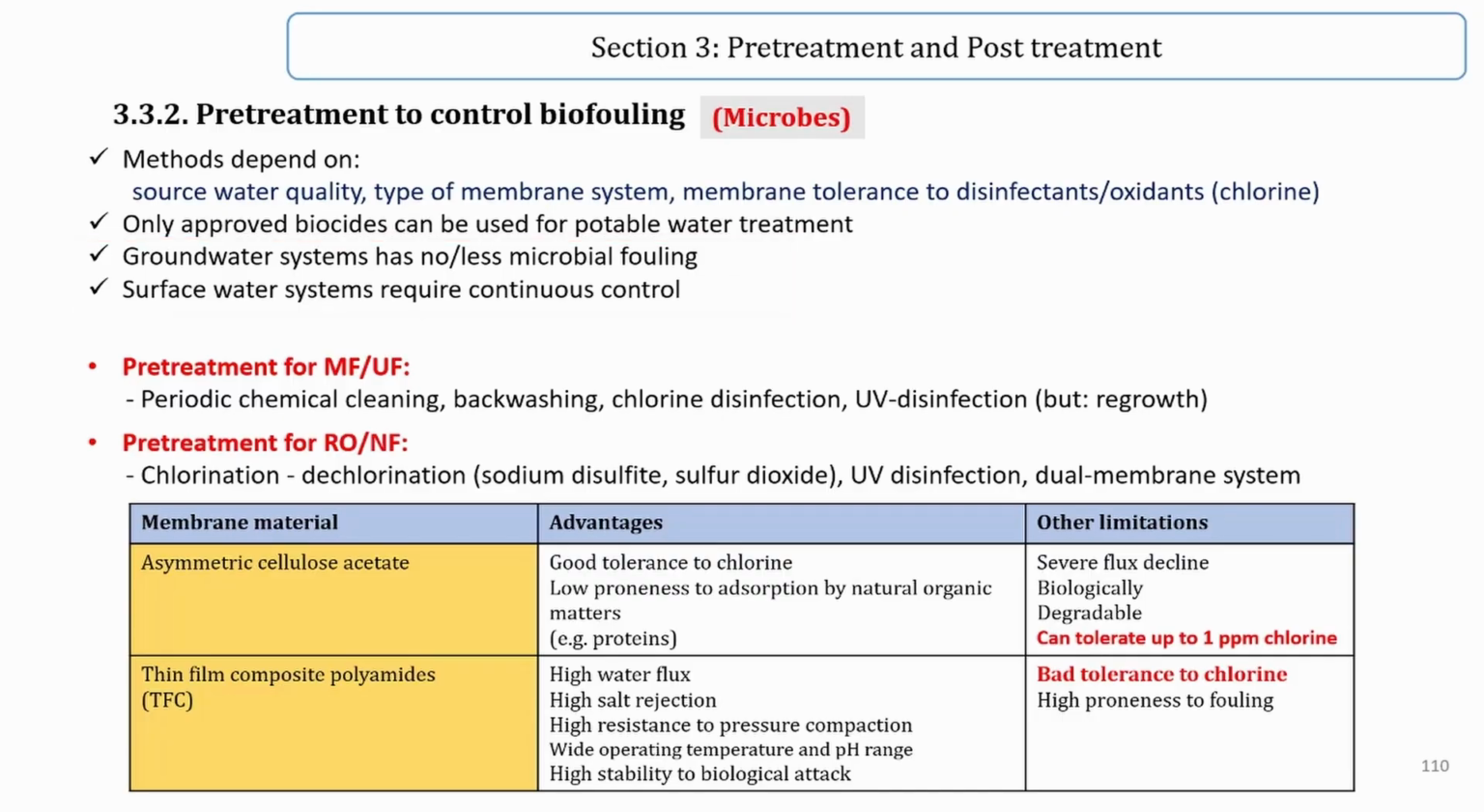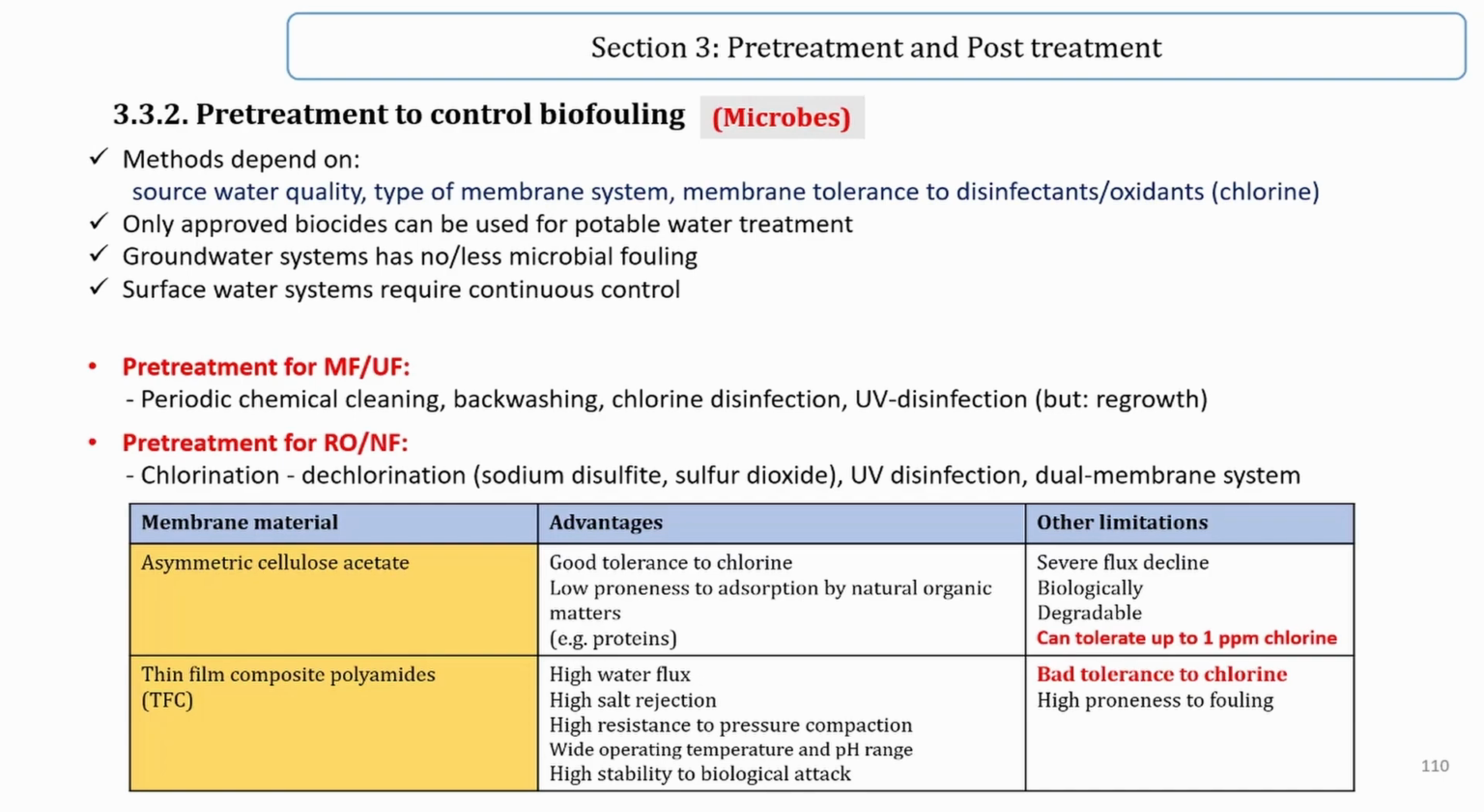In fact, as I have already said, the origin of biofouling is microorganisms such as microbes. Microorganisms can be removed using disinfectants. For this reason, if you have biofouling potential in the water source, you have to select a membrane material that has a high tolerance to disinfectants such as chlorine.